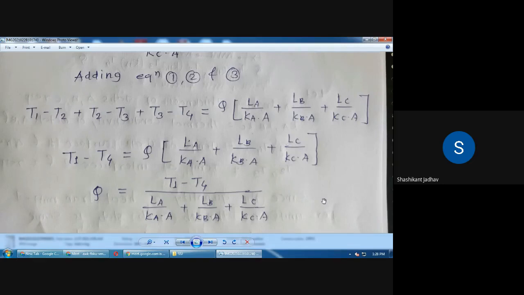If there are 5 plates, means T1 minus T6 is there. And how many thermal resistances are there? If 5 plates are there, then 5 resistances are there.